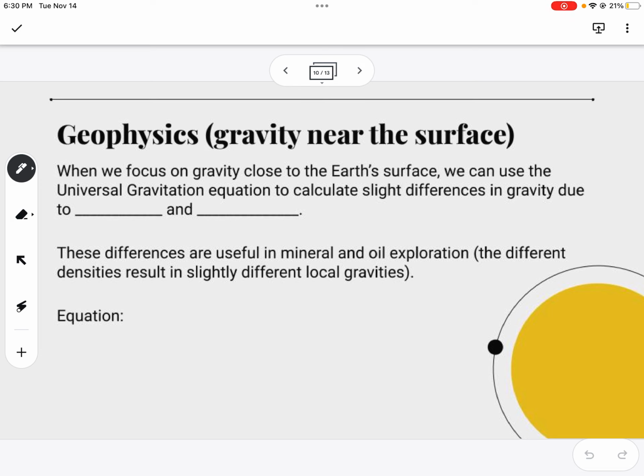Last thing we're chatting about in this section, and it's linked with this section because we're talking about planets, we're talking about the force due to gravity in this circular motion unit. We need to chat about geophysics. So that's gravity near the surface of the Earth. And when we focus on gravity close to Earth's surface, we can use the law of universal gravitation to calculate slight differences in gravity based on location and based on elevation.